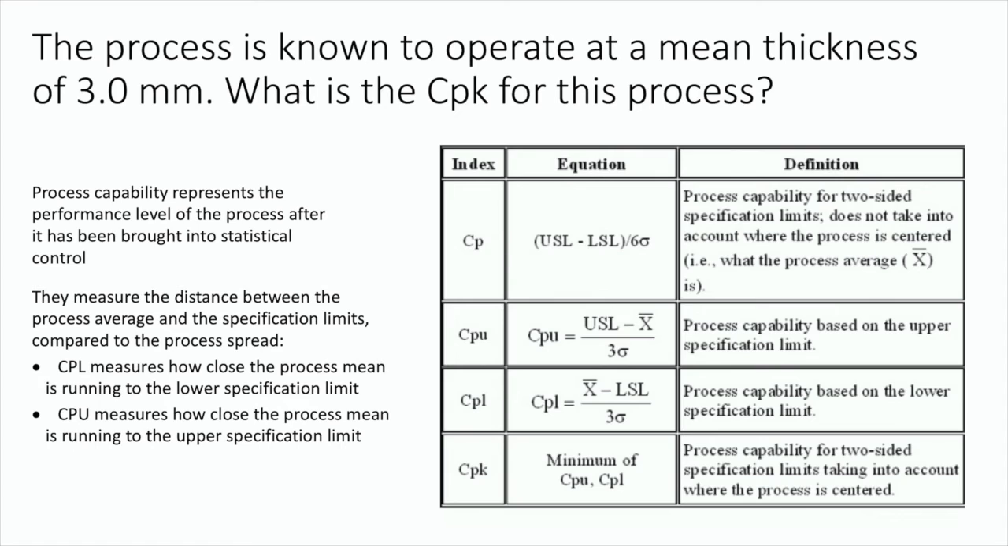CP is also process capability, but does not take into account the centralization of the process. CPU is the process capability based on the upper specification limit, and CPL is the process capability based on the lower specification limit. So what this is saying is data can sometimes lean more towards a lower or upper specification limit. It's not always going to center around the middle. So what CPK calculates is it takes into account where the process is centered. CPK is used to determine if the process is capable of meeting specifications. So if CP tells us the process capability, what CPK does is provide a centralizing factor to it.